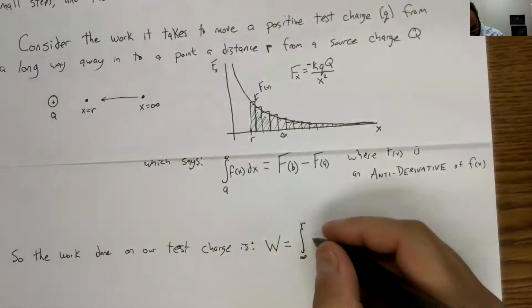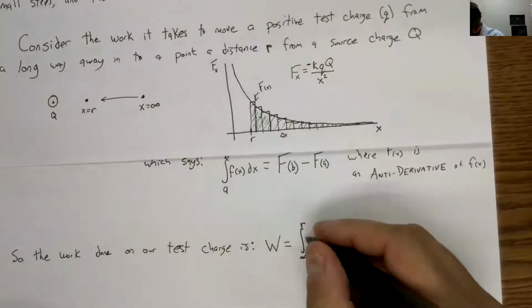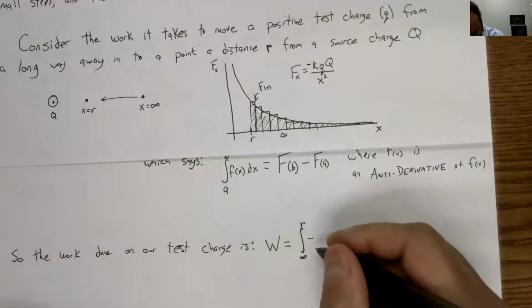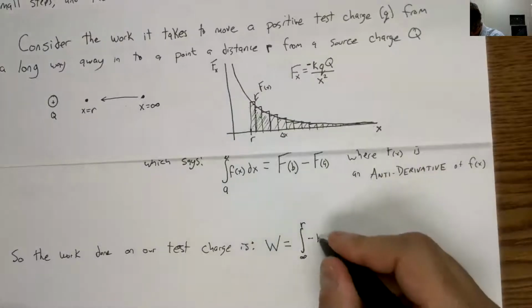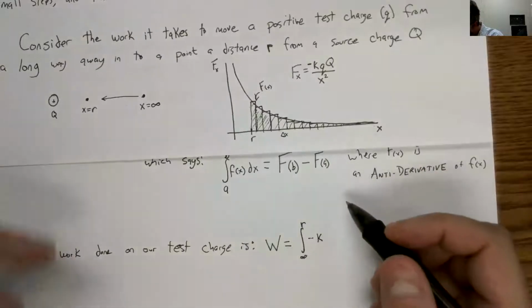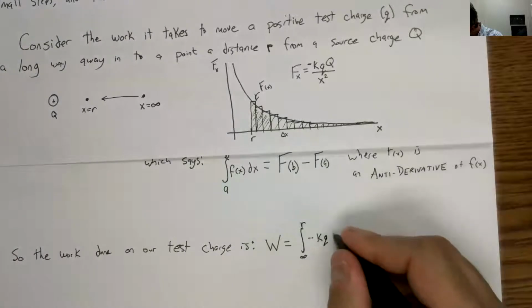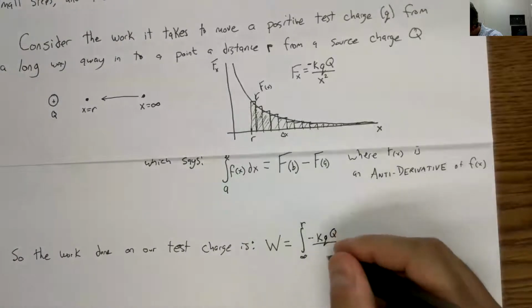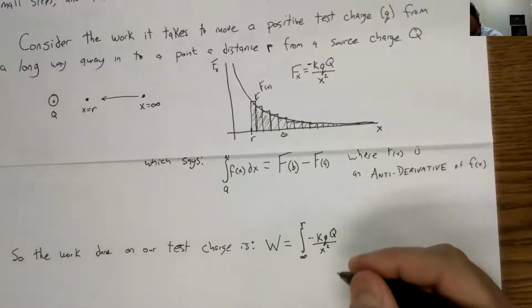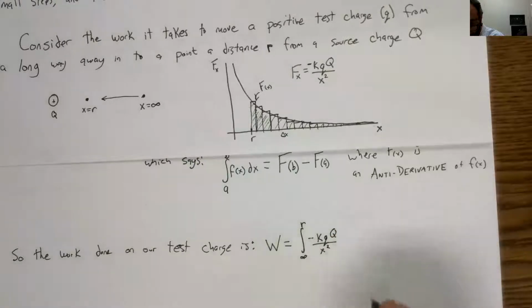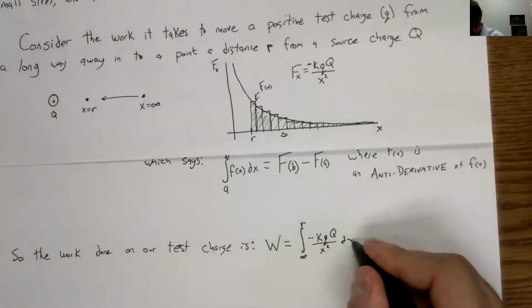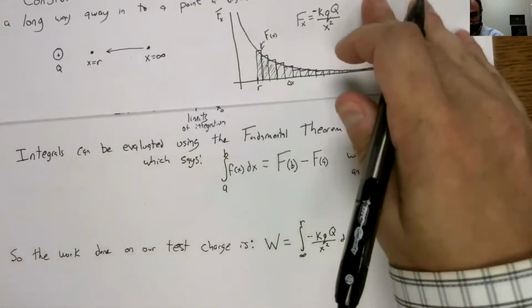So when I'm down here at my work, I'm going to say it's negative k q over x squared.